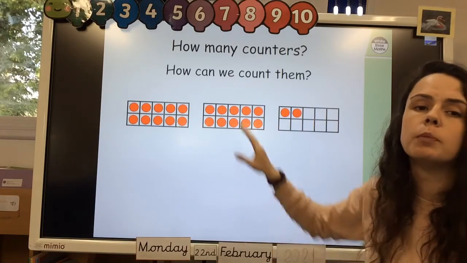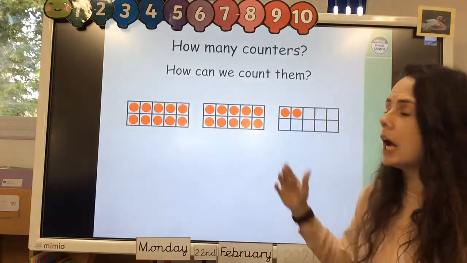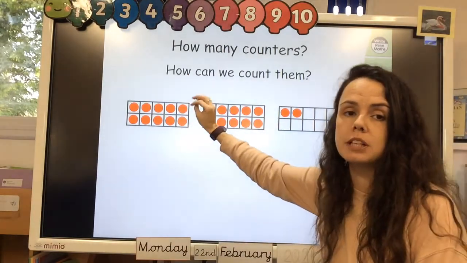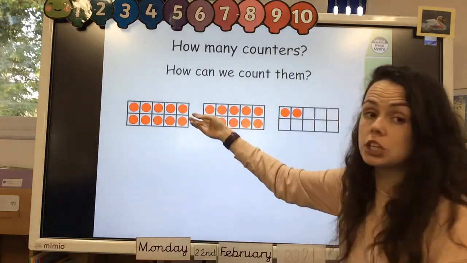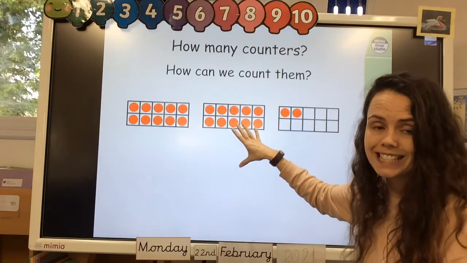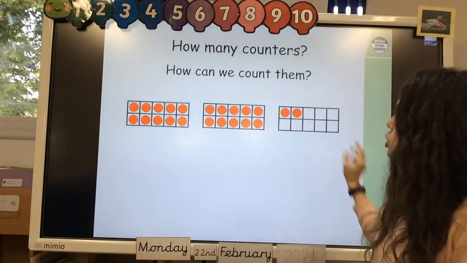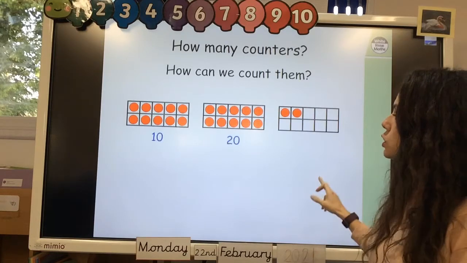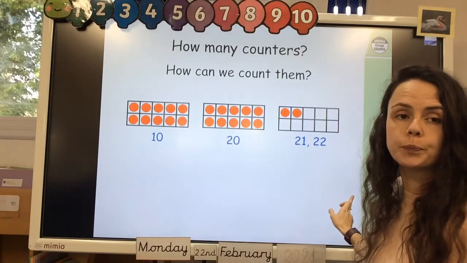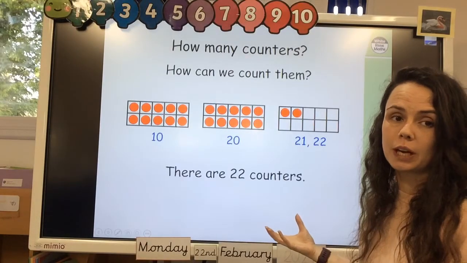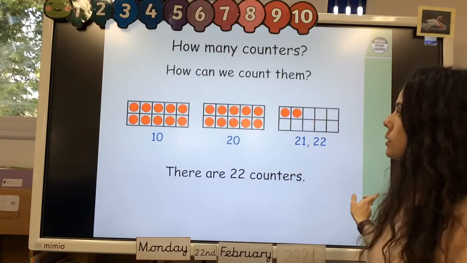Am I going to count them by going 1, 2, 3, 4, 5? No, I'm not. That takes way too long. And we already know that there's 10 here. We know that there's 10 here because they're both complete. So we just need to go 10, 20, and then 1, 2. So 22. So we've got 10, 20, 2. So how many counters have we got? 22 counters. Well done. There are 22 counters.